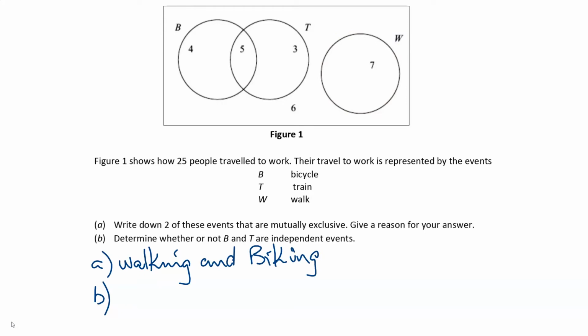Part B asks us to determine whether or not B, bicycling, and T, the train, are independent events. Remember that independent events are events in which the occurrence of one event doesn't influence the probability of the other happening. So the probability that somebody takes a bicycle doesn't affect the probability that somebody takes the train. So we can say that they are independent events.